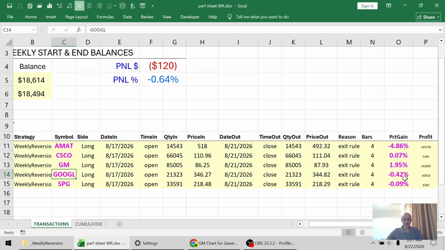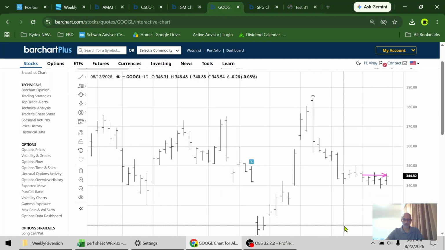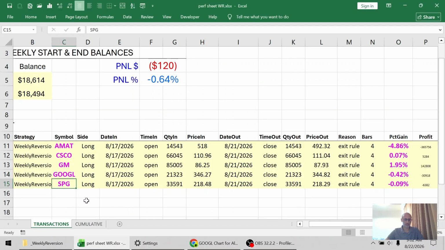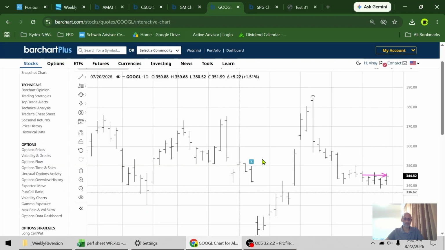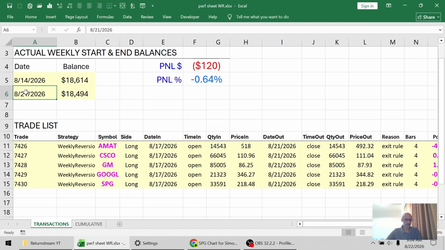Next one was Google, down 0.4%. There was weakness in the prior several days, so entered here, exited here. And the last trade was SPG, Simon Properties, down 0.09%. And that one, we got in here and got out here. It's a flat trade. And let's input the current balance into the cumulative tab.